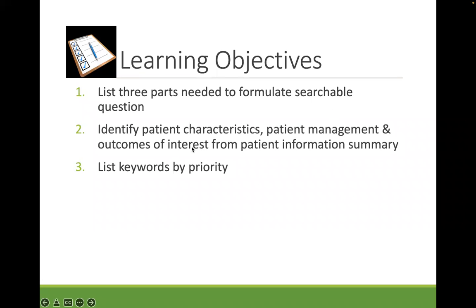This video will list 3 parts that you need in order to create a searchable question. In other words, how do you take a case study or a patient information sheet and actually search a database and find articles related to that topic? Those 3 things are patient characteristics, patient management, and outcomes of interest.